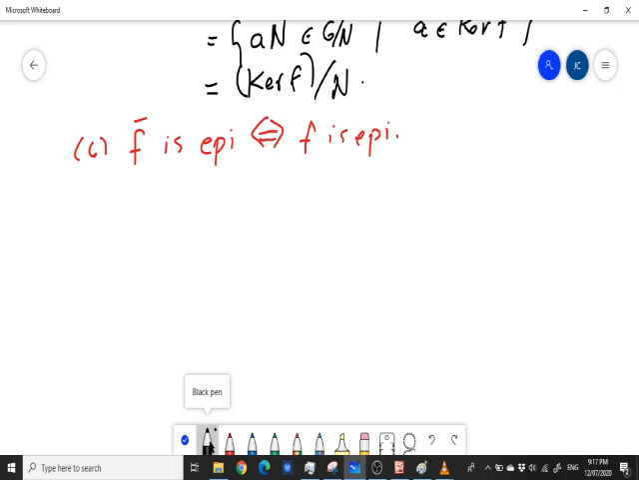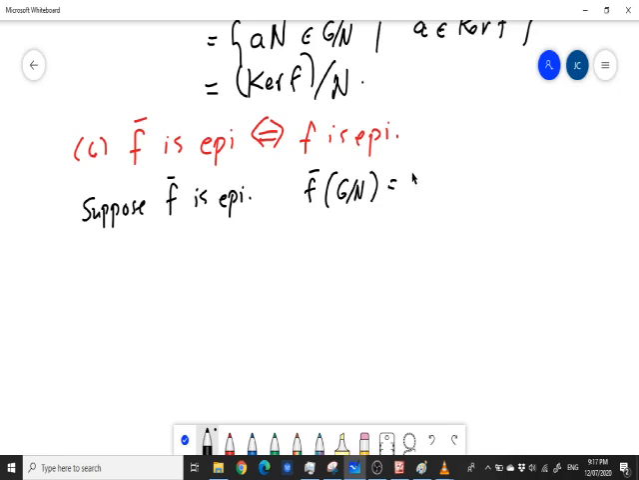Okay, let's do it slowly, step by step. So suppose f bar is an epimorphism. What does that mean? That means that f bar of G mod N equals the whole of H, right? So suppose this is true, show that it is true.